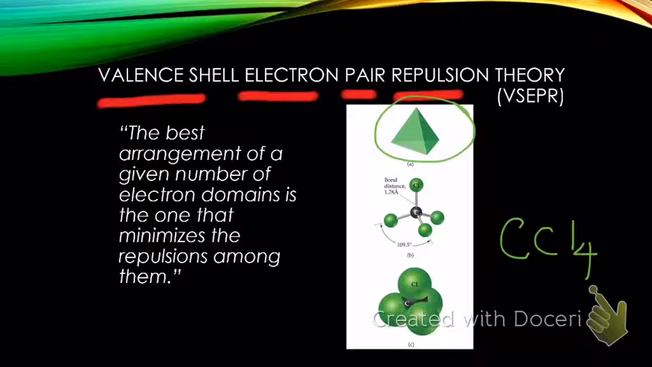Okay, and so what the VSEPR theory states is that the best way to arrange these electron domains in space is one that minimizes the repulsions among them. So you want to maximize the distance by minimizing the repulsions, okay? So here we have really the four chlorines are like the corners of this triangular shape. Okay, and by the way, this shape is called tetrahedral.